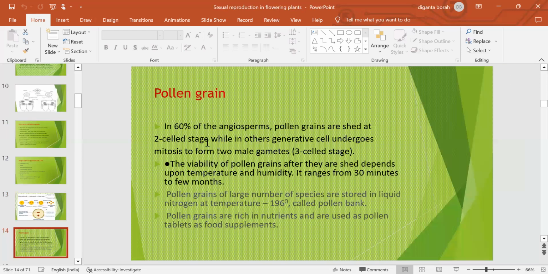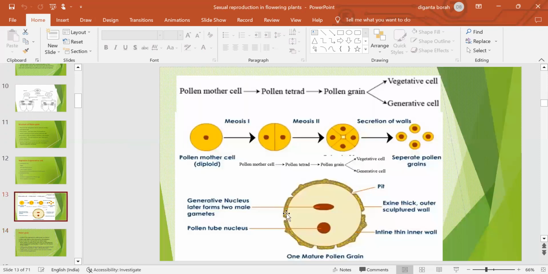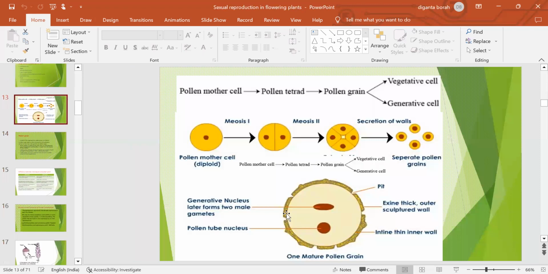Next, pollen grain. In 60% of angiosperms, pollen grains are shed at the two-celled stage, while in the others the generative cell undergoes division to form two male gametes. It means at this stage the pollen grain is ready for pollination. With the help of pollination, it goes and sits on the stigma and sticks to the stigma, where the next steps of fertilization take place.